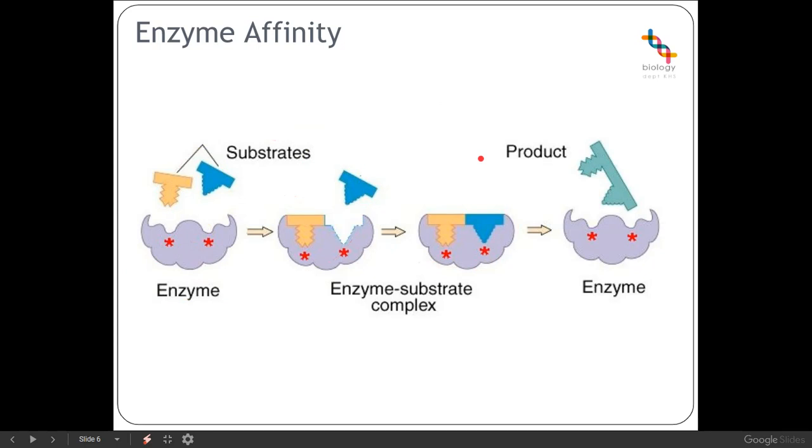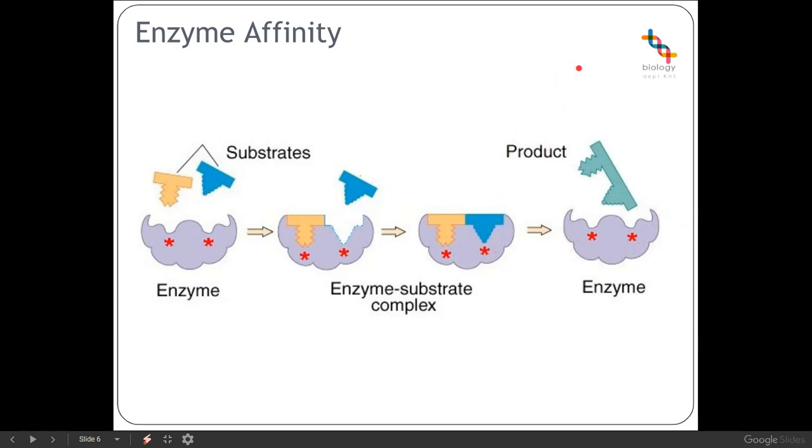However, enzymes have a low affinity for their product, which means once the substrate molecules have changed shape to form our product, it's immediately released into the environment, leaving our active site free for another reaction. So enzymes have a lower affinity for the product, meaning that they don't want to bind to that, they're not interested in it. Once our substrate has been formed into the product, it's going to be released into the environment.